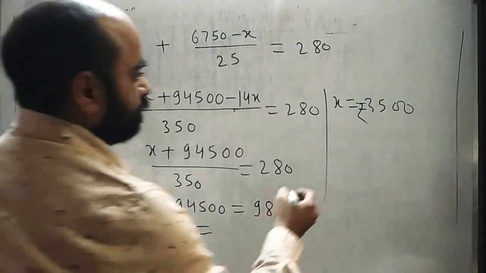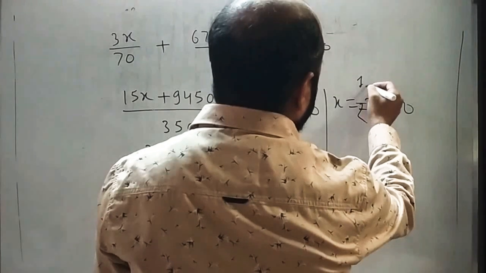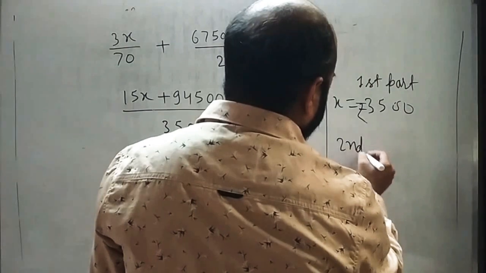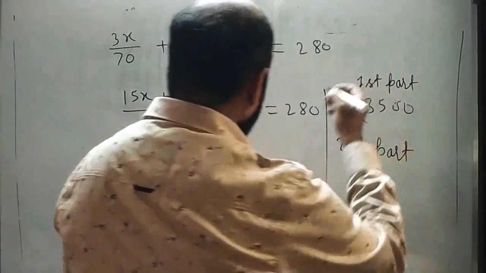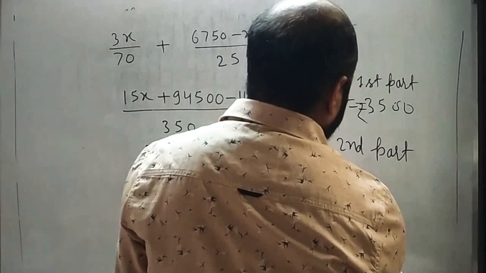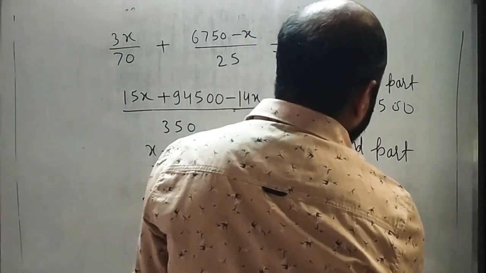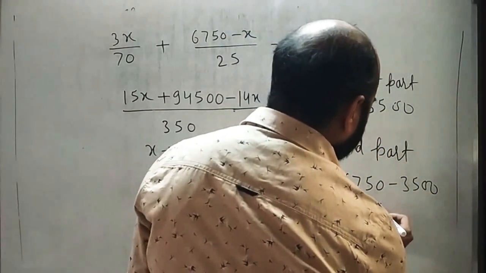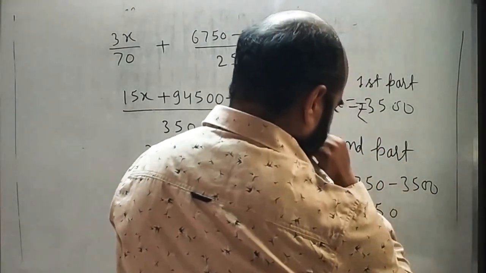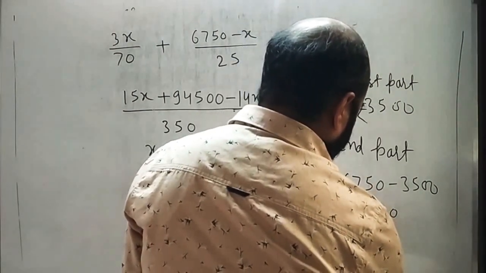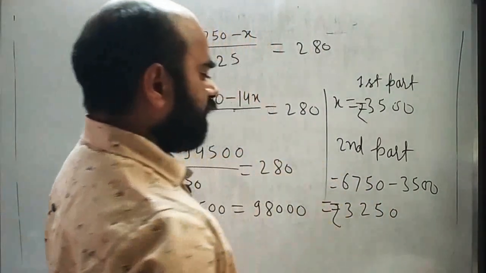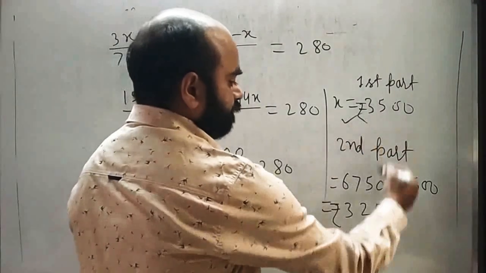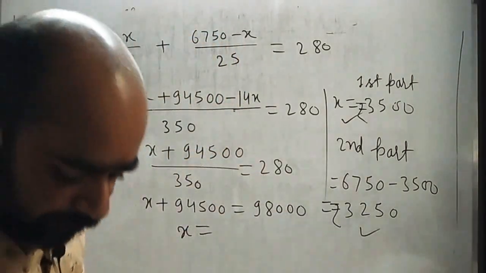Next part is, this was first part. Now second part. 6750 minus 3,500. So that will come 3250. Correct. So that is your answer. Clear? Now next one.